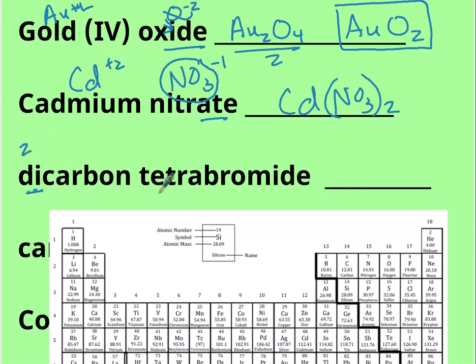Di is 2, tetra is 4. So you should have had C2Br4. Remember that these are prefixes, and if you have prefixes, then we're not crossing the prefixes. It says we have 2 carbons, 4 bromines. So that's our final answer.